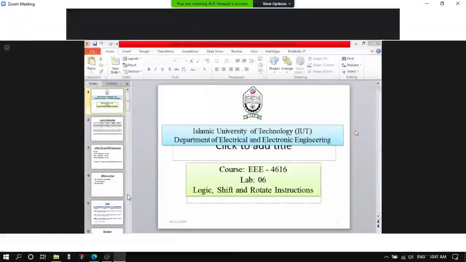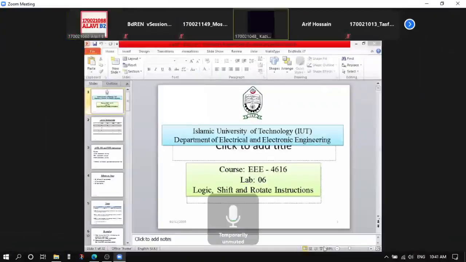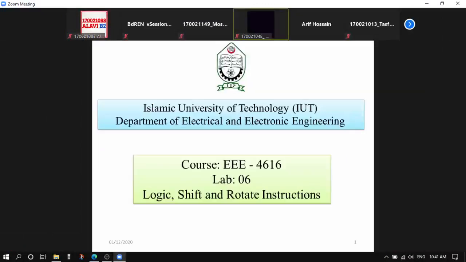Can you see my screen? Okay. Fine. So this is your lab 6. Mainly today we'll be learning about logic, shift, and rotate instructions. That's all. So before I begin, let me know whether you are familiar with AND or XOR operations. This is nothing complicated at all.